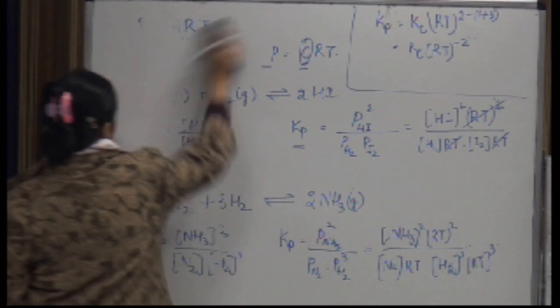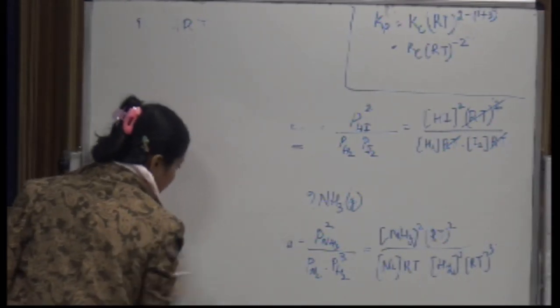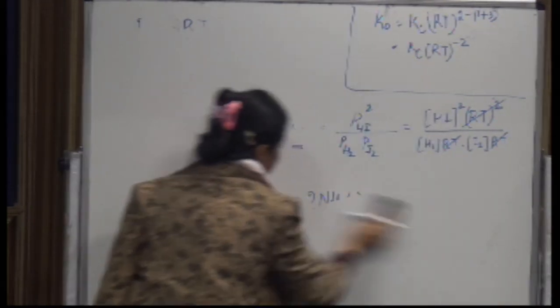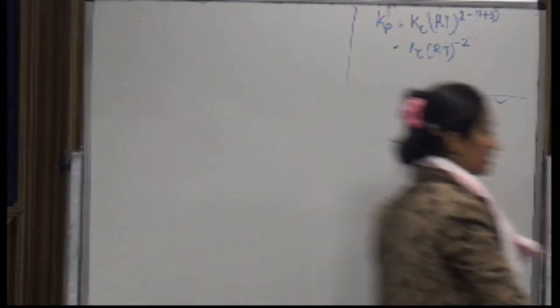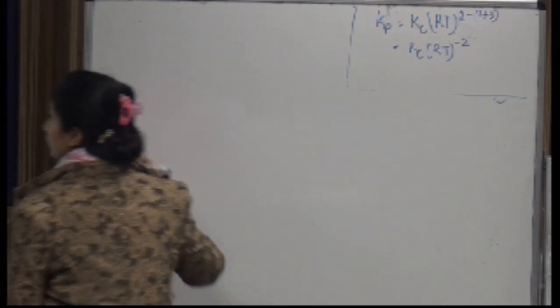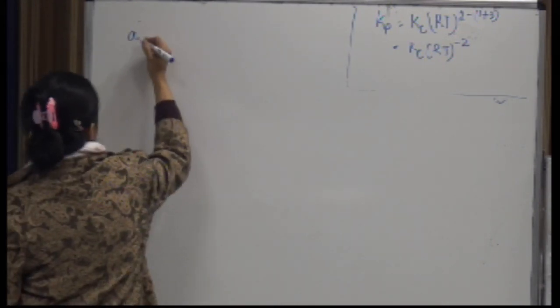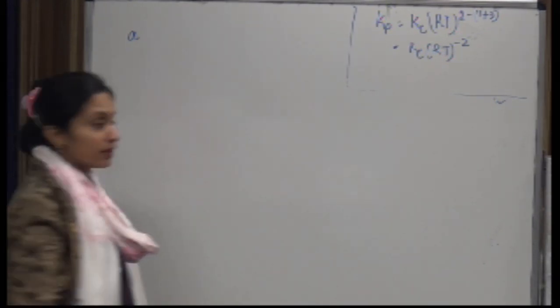Now the short form of it is that you can remember your Kp and Kc for a general reaction aA plus bB giving cC plus dD can be written as follows. If we add an inert gas, then it will not change the pressure. So if the pressure is not changing, then it will not alter the equilibrium reaction.